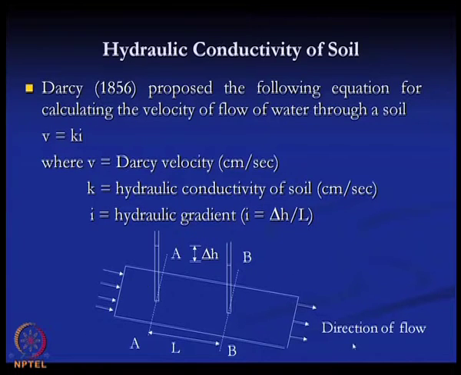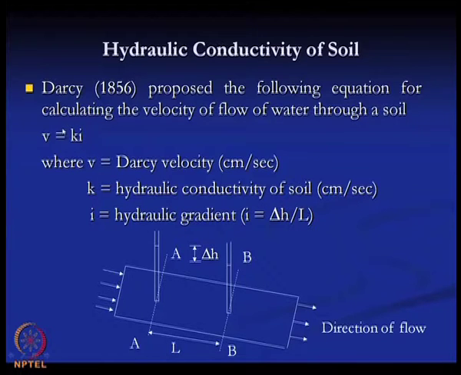If water is flowing in this direction, and if we take the height of the water at two locations, then it will show some difference, otherwise this flow will not occur. So, if this height difference is del H and the length between these 2 points A and B is L, then the hydraulic gradient I can be defined as del H divided by L. So, from this expression we can calculate the velocity of flow in a soil as the hydraulic conductivity into the hydraulic gradient.